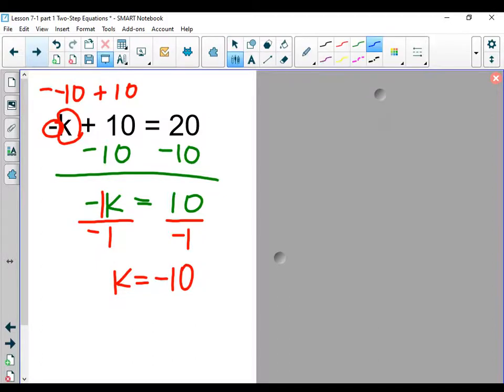Here's another rule we haven't had in a while. Big plus 10 plus 10. Yep, equals 20.